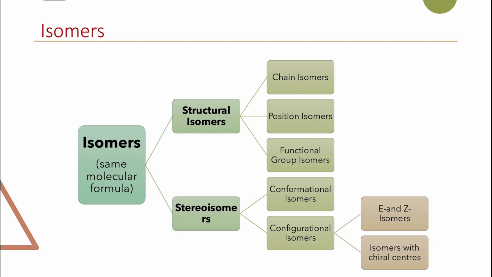The first one is called structural isomers, and from the name, that means they are different in their structure. And the other one is called stereoisomers. The word stereo means they are different in the arrangement of the atoms or the groups in space. So there's a difference between structural isomers and stereoisomers. Stereoisomers can still have the same structure, but the arrangement of the groups in space is different. Structural isomers are completely different compounds.